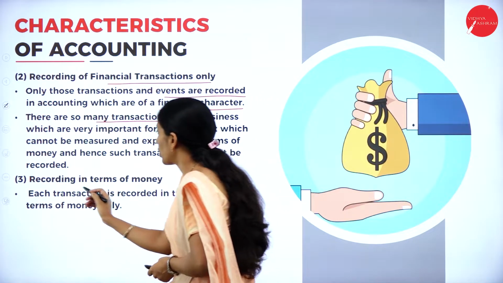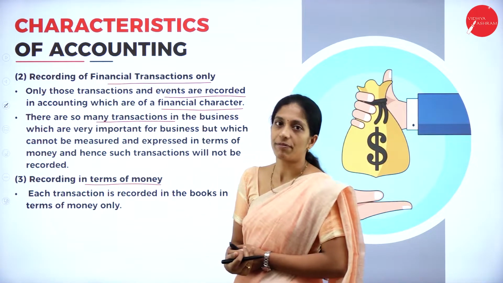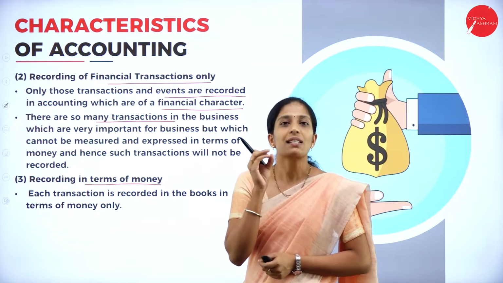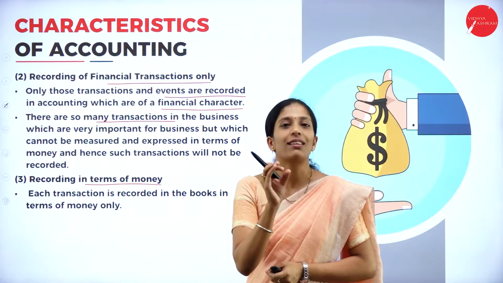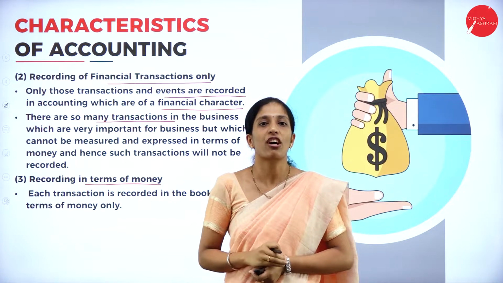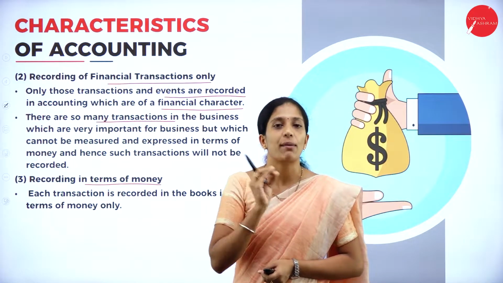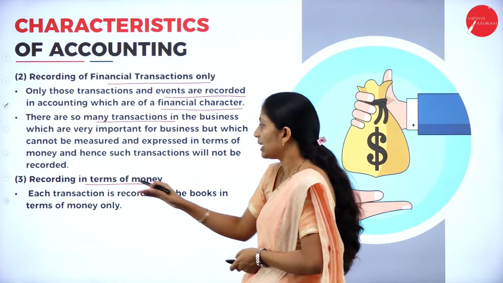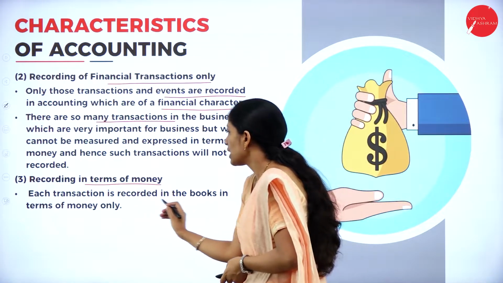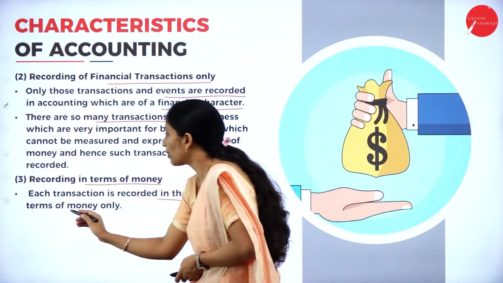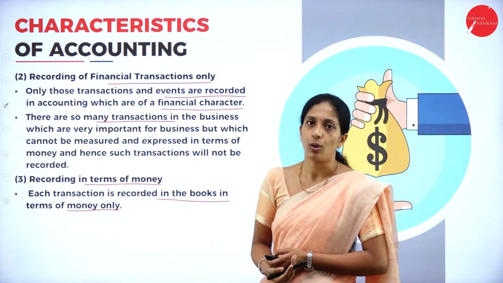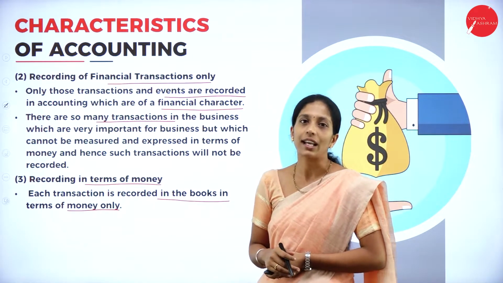Now coming to the third one, recording in terms of money. There is a particular unit to measure the transactions, that is money. We will record only the transactions which can be measured in terms of money. That is, each transaction is recorded in the books of account in terms of money only. So this is the third characteristic.